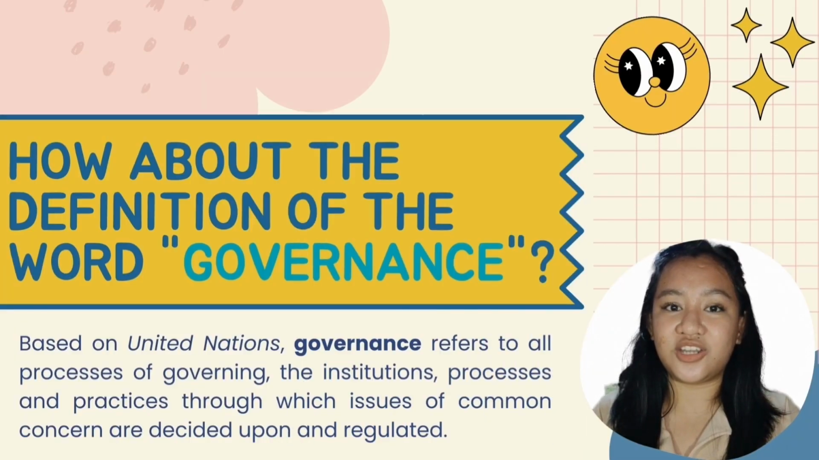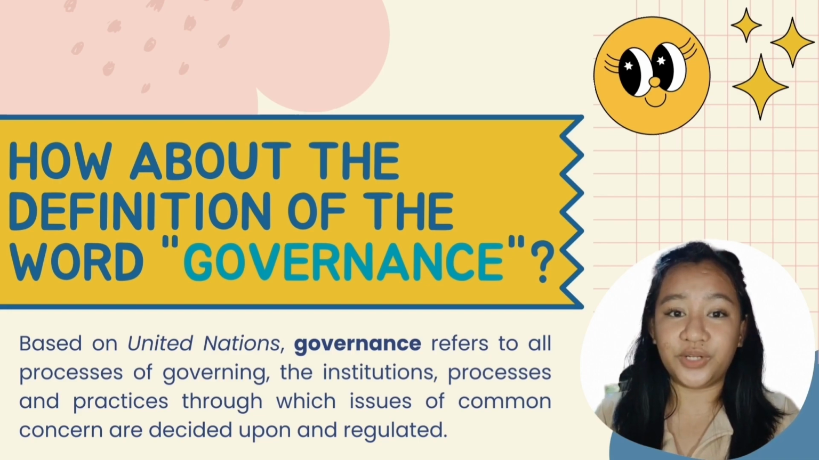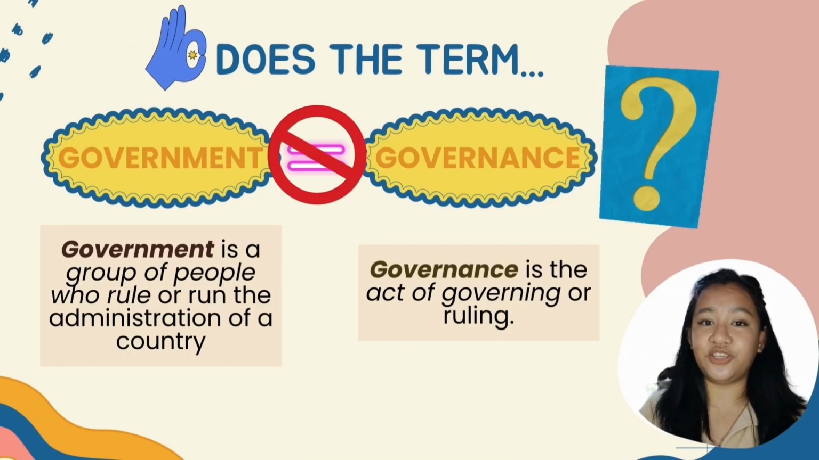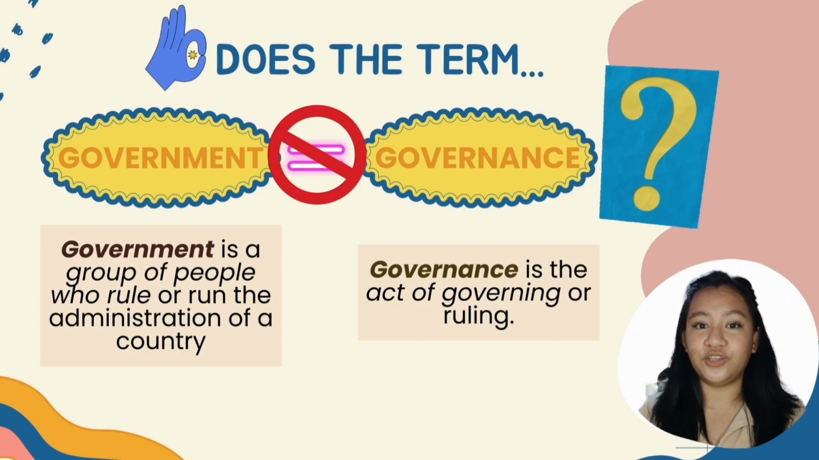Based on the United Nations, governance refers to all the processes of governing, the institutions and practices through which issues of common concern are decided upon and regulated. In simple words, it pertains to the general well-being of citizens and improving the efficiency of government. Some of you may ask, are government and governance the same? Well, the answer is no. Although these two terms are used interchangeably, they are still different from one another.